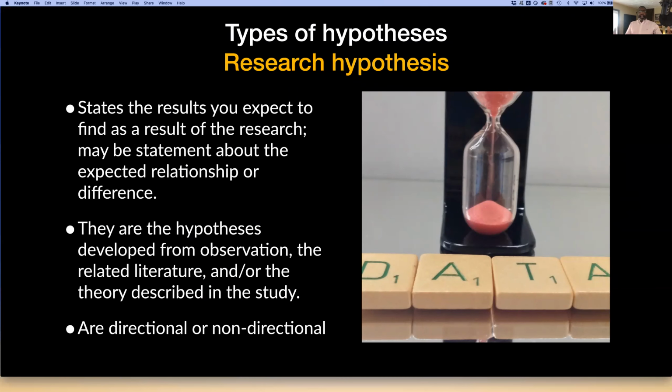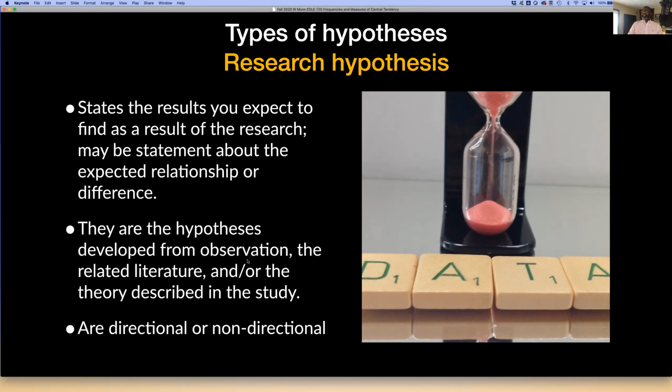So there are different kinds of hypotheses. In the context of this class and in this program you are going to be dealing with research hypotheses. They state the results you expect to find as a result of the research and maybe statements about the expected relationship or difference. They are hypotheses derived from observation and the related literature and or theory described in the study. And they are directional and they're also non-directional. I'll be giving you some examples of that.